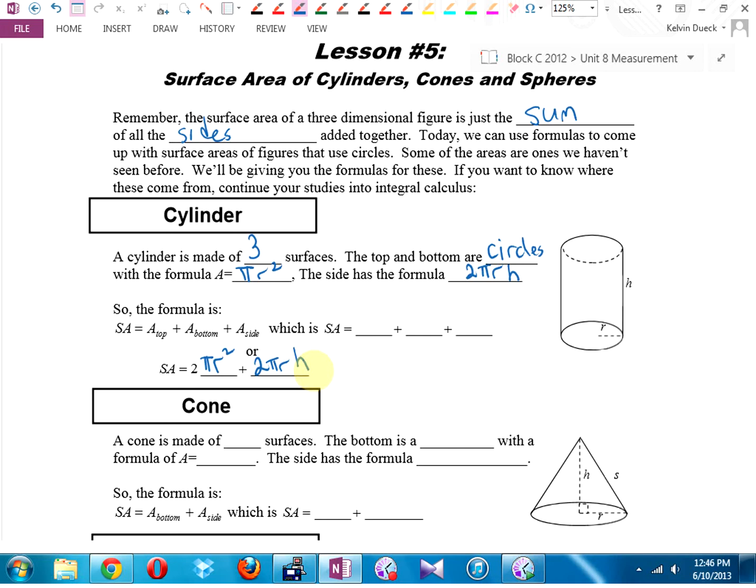Find it. Yes. In fact, what do they have written right above it? They've told you the area of the side. There it is, the 2 pi r h. Okay? Is that okay, Kira? Thumbs up.